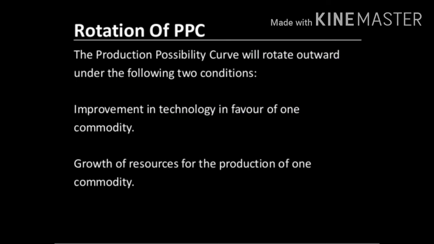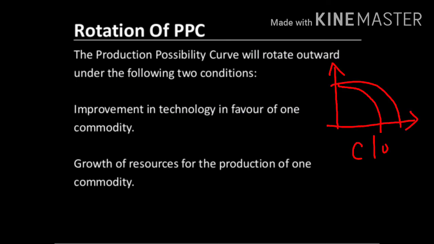So under two conditions, the PPC curve will rotate. The first condition: when there is improvement in the technology in favor of one commodity, there is a tendency of the PPC curve to rotate. Here we can assume that the technology in cloth production increases, whereas technology in wheat production remains constant. In such a case, wheat does not change, whereas the position of cloth alone changes. Here it represents that the technology used in cloth production increases. That's why it is moving to the right side, whereas the technology used in wheat remains the same. So it does not change the place.